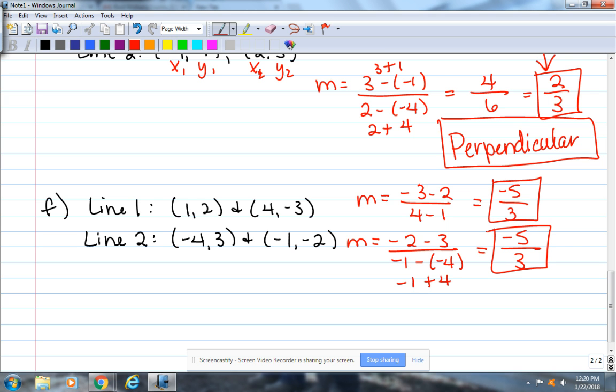And would you look at that? They are the same slope. So line 1 and line 2 are parallel to each other. And that is the end of section 2.2.